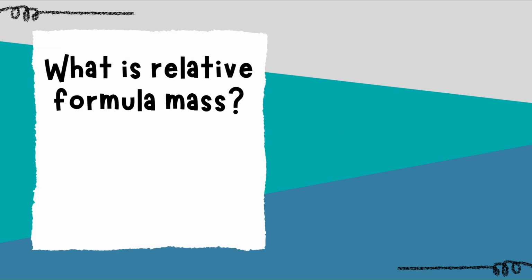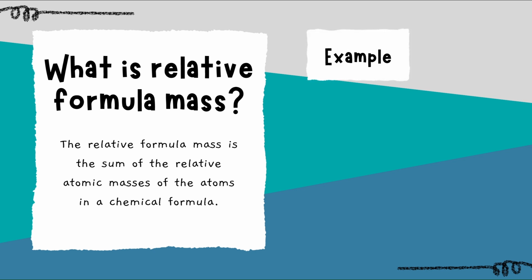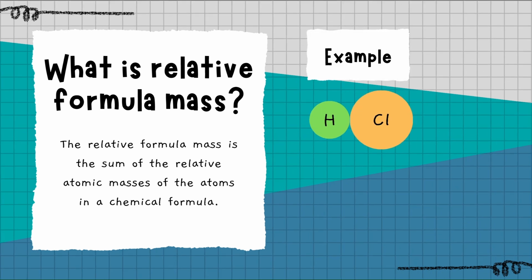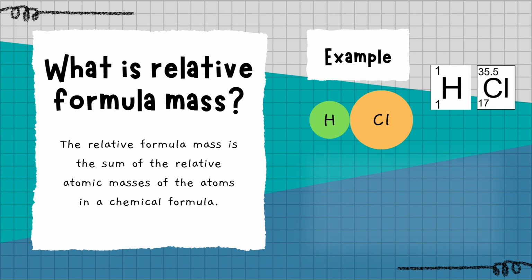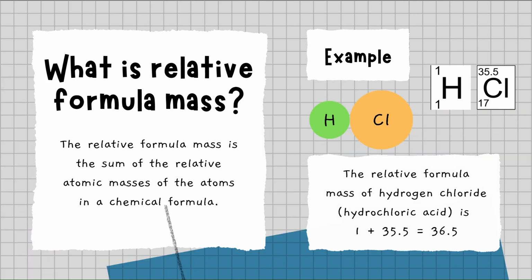Now let's talk about the relative formula mass. The relative formula mass is the sum of the relative atomic masses of the atoms in a chemical formula. Take an example of hydrogen chloride, also known as hydrochloric acid. To work out the relative formula mass, we will use the periodic table to find out the relative atomic mass of each of the elements involved in the compound. Each hydrogen atom has a relative atomic mass of 1, and chlorine has a relative atomic mass of 35.5. Now simply add them up and you will get the relative formula mass of hydrogen chloride, which is 36.5.